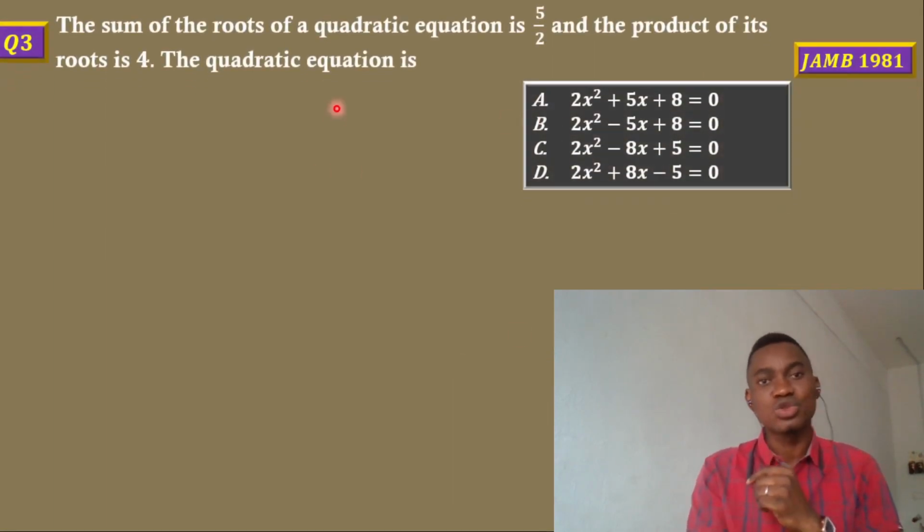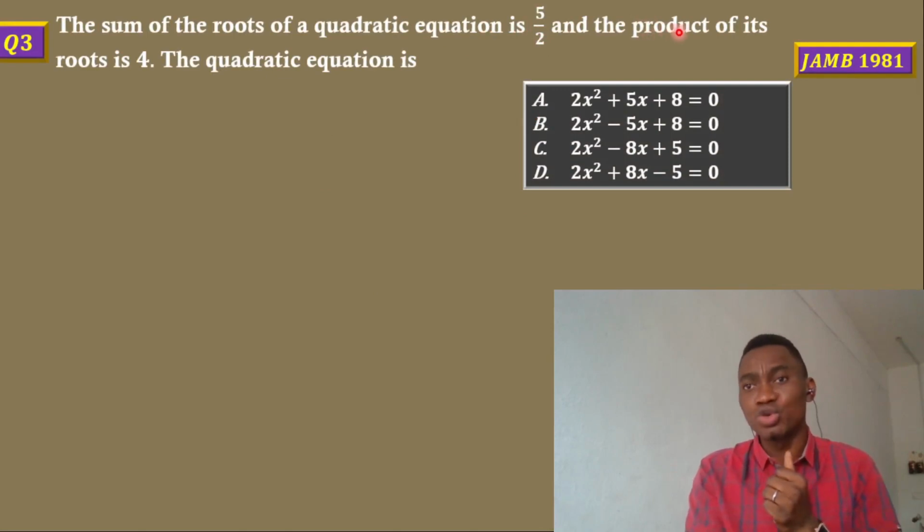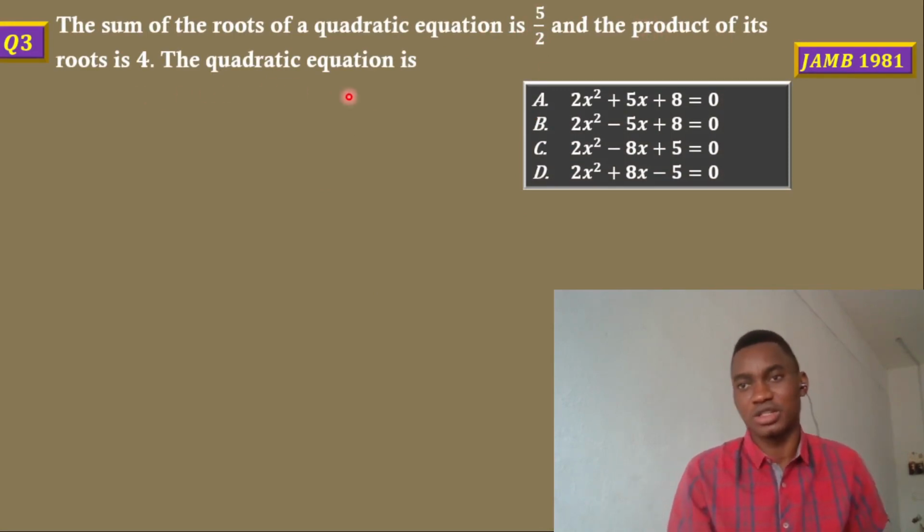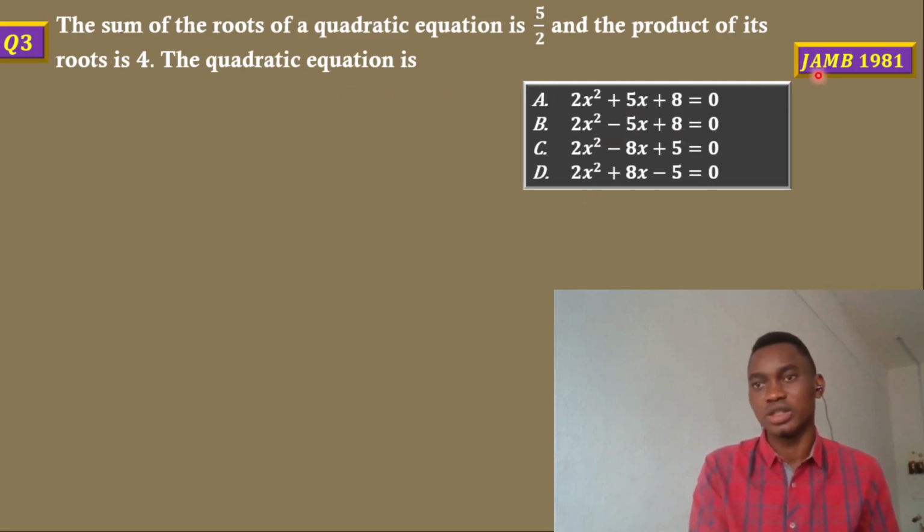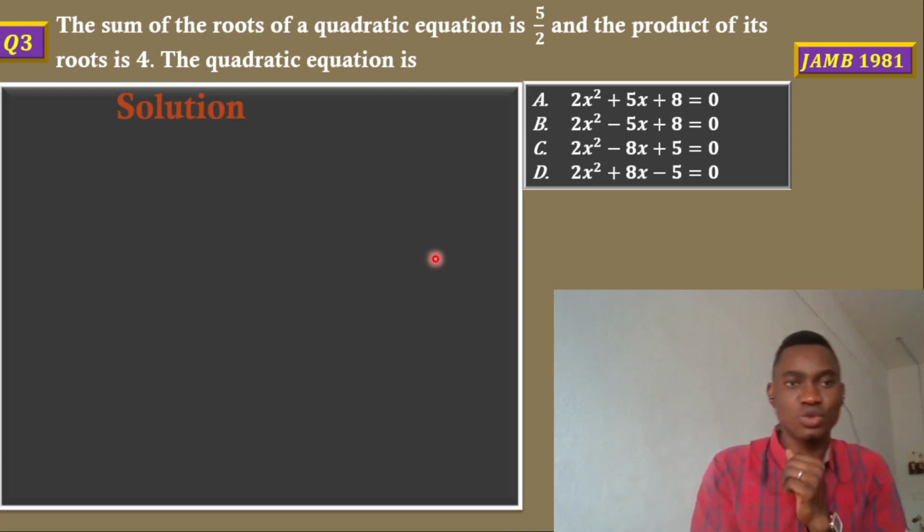The sum of the roots of a quadratic equation is 5 over 2 and the product of its roots is 4. The quadratic equation is dash. Here are the options. This is JAM 1981. Okay guys, let's look at the solution.